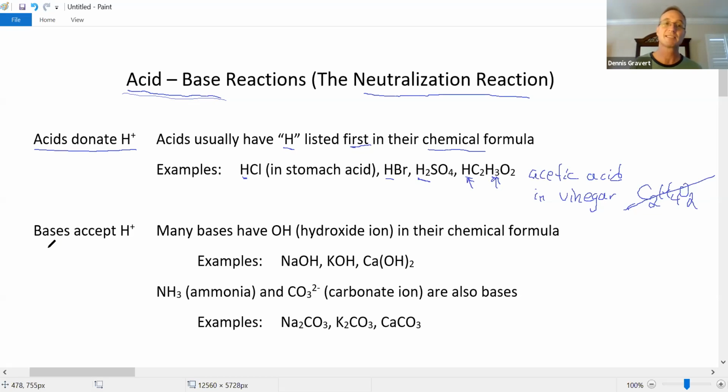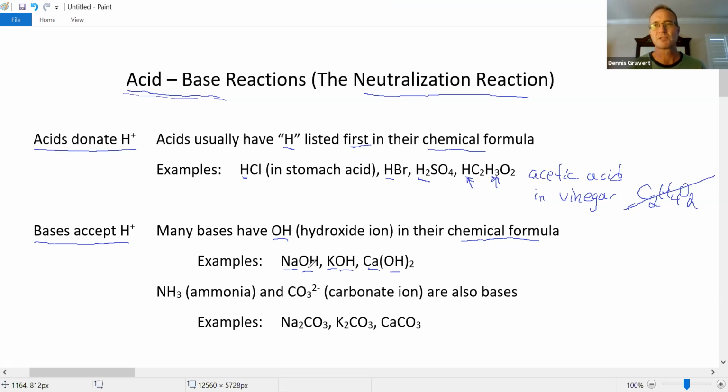Acids donate H+, so then do the opposite for bases. Bases will accept those or take them on. And there's 3 general bases that we encounter in general chemistry. There are others, but these are the 3 main ones. Many of the bases have a hydroxide ion in their chemical formula. So here's sodium hydroxide, potassium hydroxide, or even calcium hydroxide.